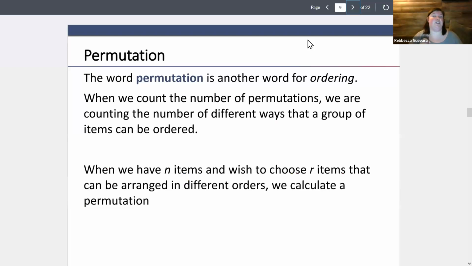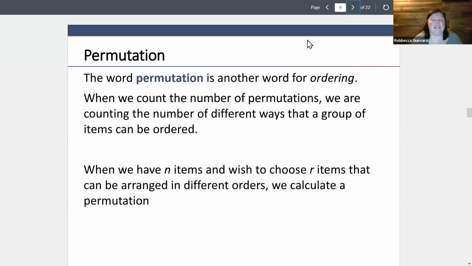A permutation is another word for ordering. So when we're talking about different permutations, it's different orderings that we can have. When we count the number of permutations, we are counting the number of different ways that a group of items can be ordered. So if we have 5 people running a race, there are 120 ways to order all of those racers.